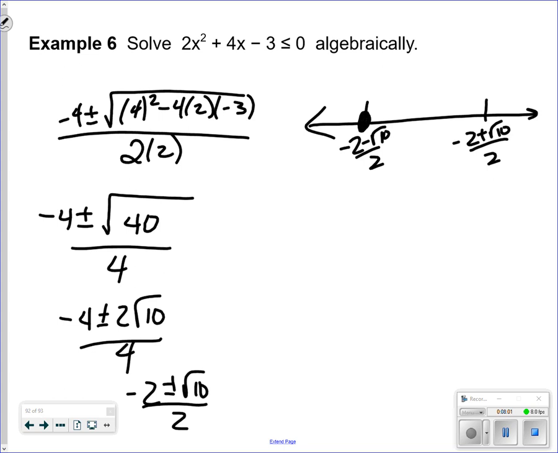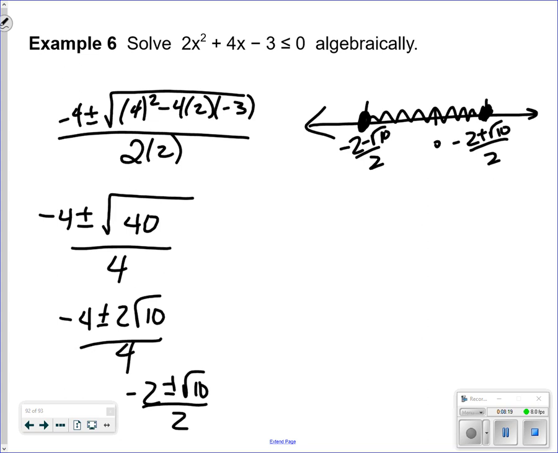Closed circles, and 0 is located in between again. Again, that also is not a rule. It doesn't always have to be in between. 0 works, by the way. 0 squared, 4 times 0 minus 3, it works.